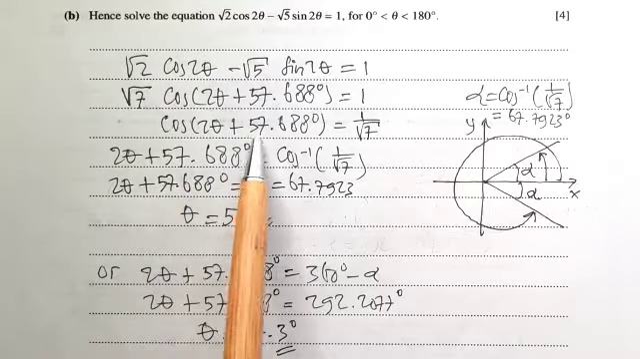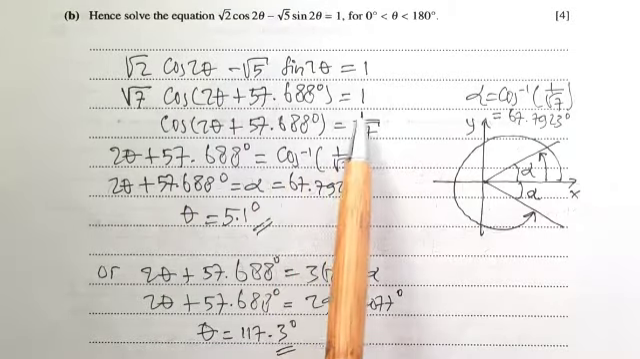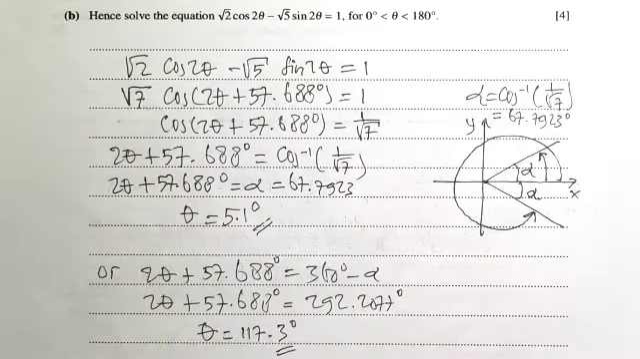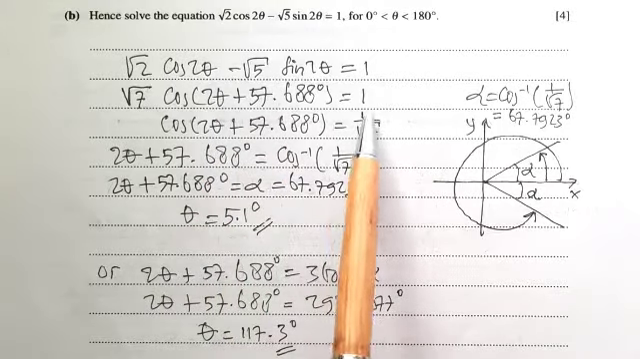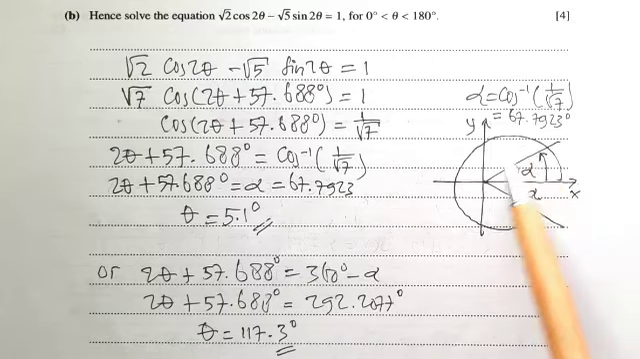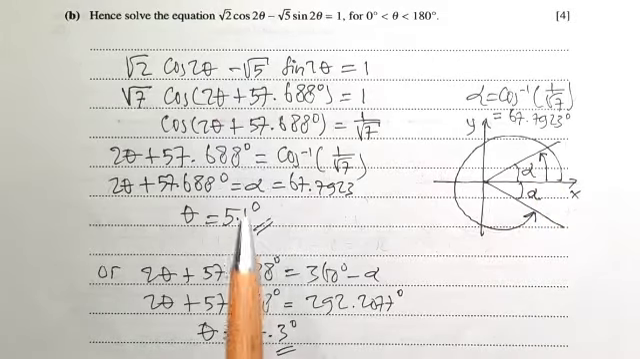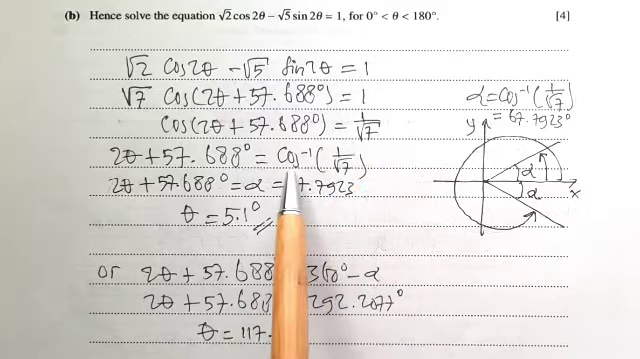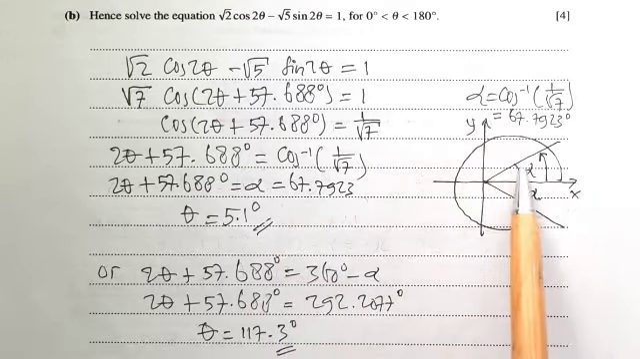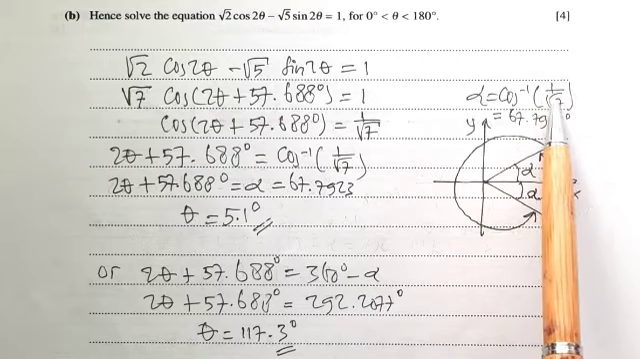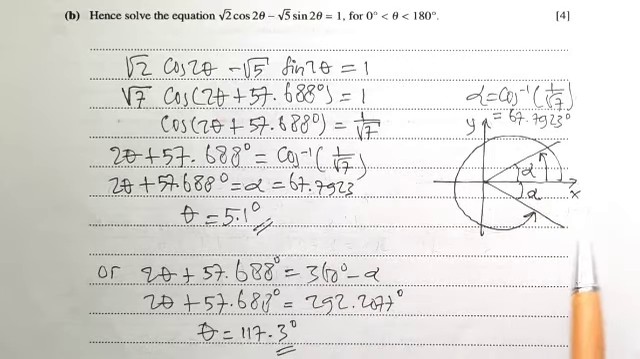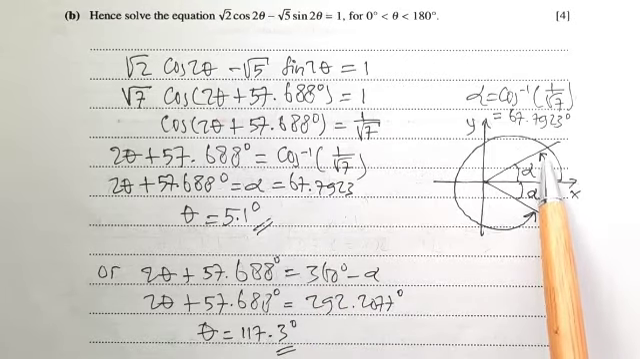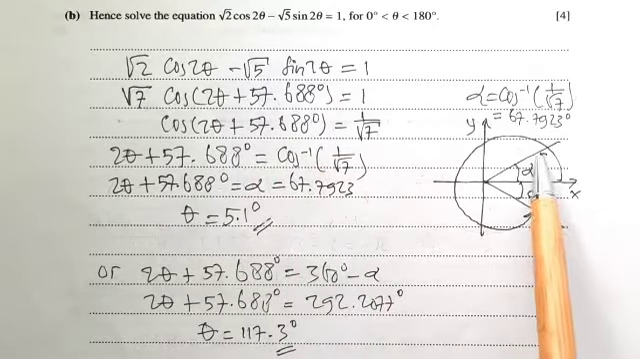Now cos(2 theta + 57.688 degrees) equals 1 divided by square root of 7. You see that cos is positive, so it is in the first and fourth quadrants. First we calculate the basic angle, alpha in this figure. Alpha is shift cos of 1 over square root of 7, that is 67.7923 degrees.